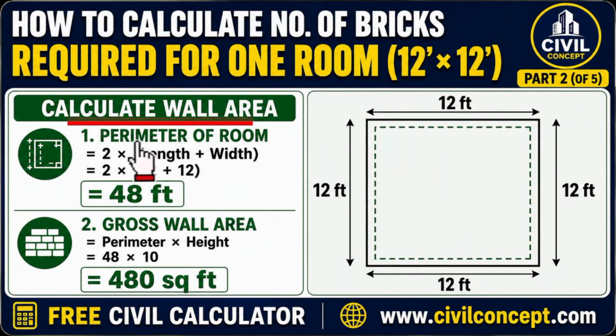Part 2. Now let's calculate the wall area. The first step is to calculate the perimeter of the room. The formula is perimeter equals 2 times (length plus width). Substituting the values, 2 times (12 plus 12), which gives us 48 feet. Next, calculate the gross wall area. The formula is gross wall area equals perimeter times wall height. So, 48 times 10 equals 480 square feet. This is the total wall area before deducting the openings.